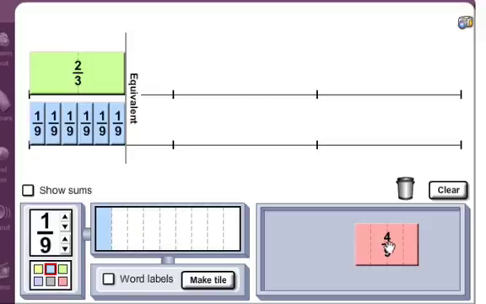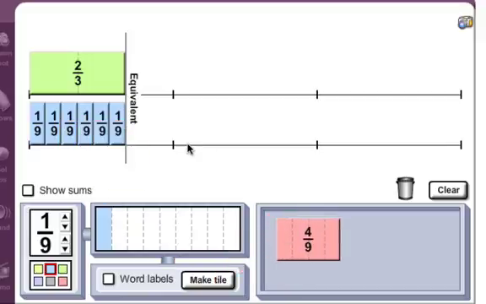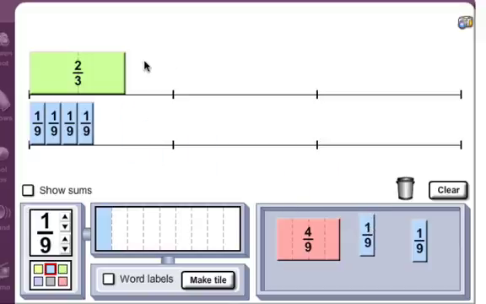And so what we're going to do is take away 4 of the ninths. And remember that 4 of the ninths, and if we match it up here, we're just going to take away those 4 ninths. So if we take these away, so we've taken away the 4 ninths. What we're left with then is 2 ninths.